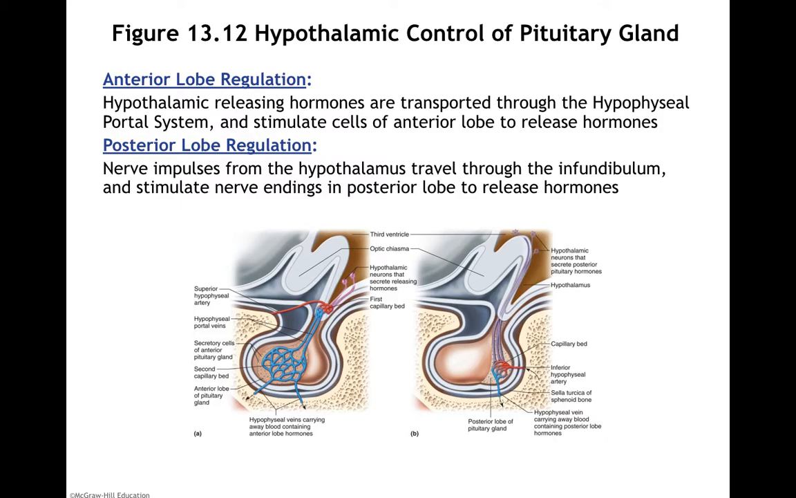Whereas the posterior lobe is regulated by nerve impulses from the hypothalamus that travel through the infundibulum and stimulate nerve endings in the posterior lobe to release their hormones.